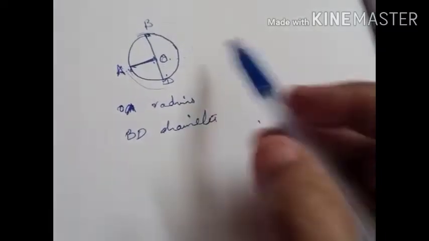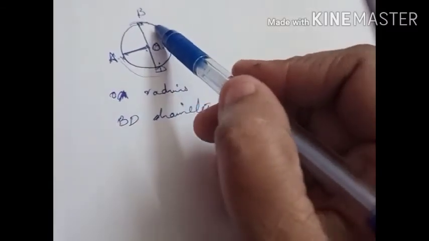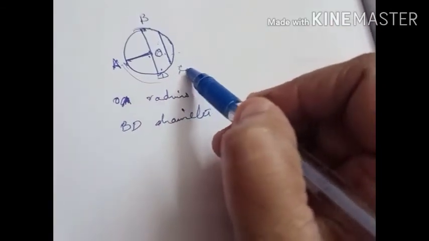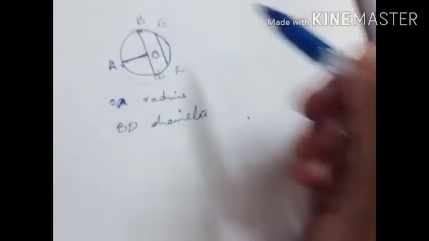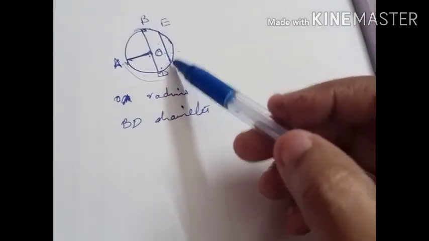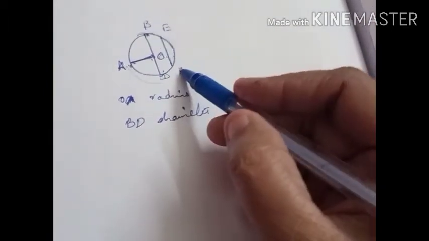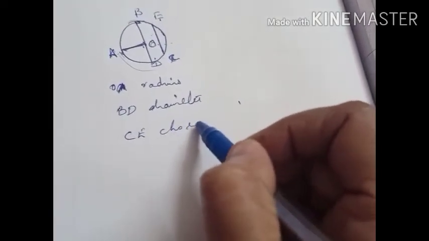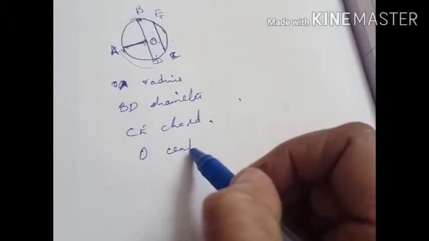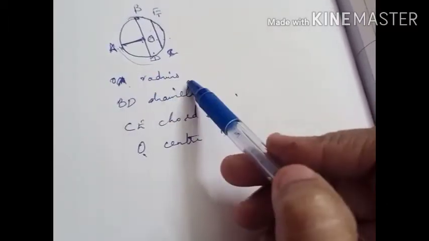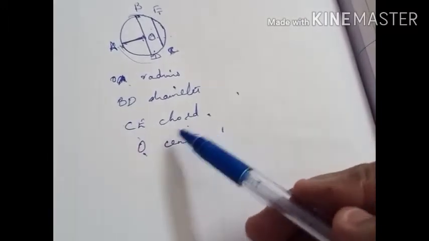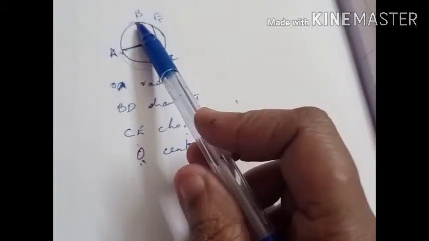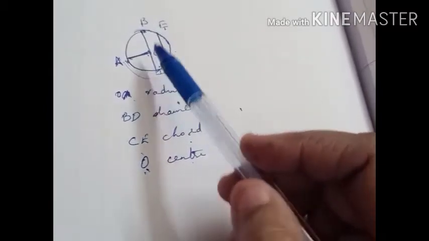Next, the line segment joining any two points on the circle is called chord. So here CE is the chord. O is the center, OA is the radius, BD is the diameter, CE is the chord. One more thing is the longest chord of the circle is the diameter.